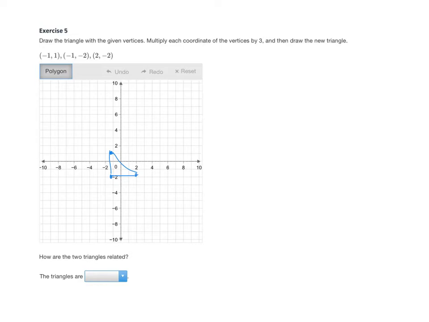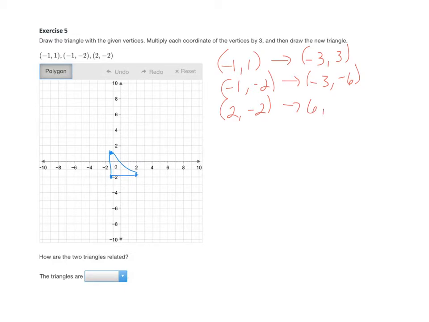And now we're going to use a scale factor of 3. So -1, 1 is going to become -3, 3. -1, -2 is going to become -3, -6. And the last location, 2, -2, is going to become 6, -6.